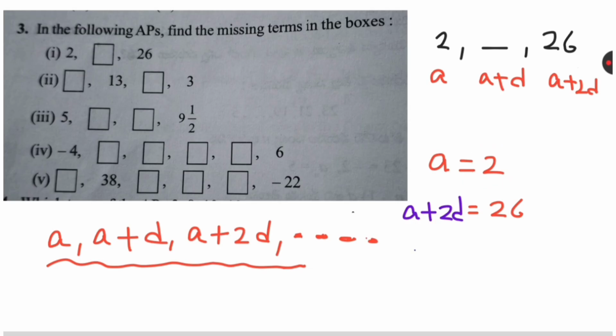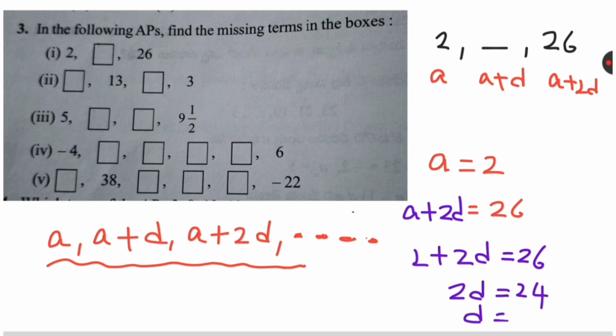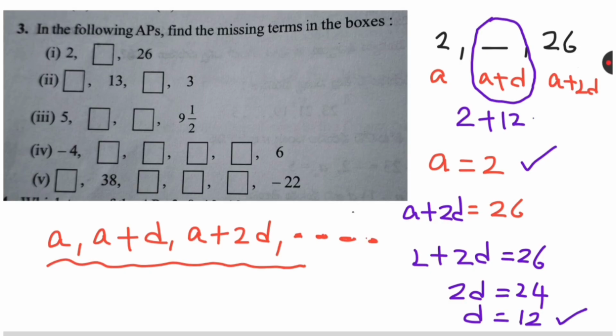So let's write a as 2 plus 2d, that is equal to 26. So 2d is equal to 24. From here we can find the common difference, which is 12. So we can simply write the second term, which is in the form of a plus d. So a is 2 and d is 12. So 2 plus 12 gives 14. So the missing term is 14.